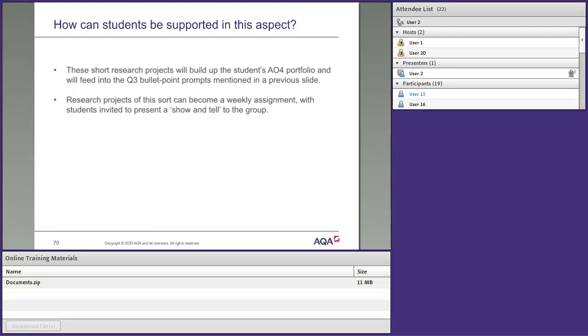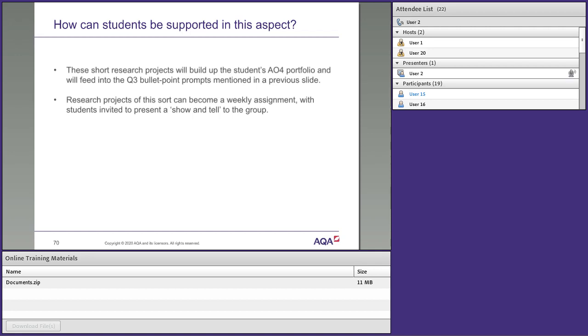is build those up, and my students have an exercise book with a few pages for each sub-theme. So every time they found something out, they made a note of it. They'll build up an AO4 portfolio that they can then, if you like, learn prior to the exam. It can be a weekly assignment. Students could perhaps do it as a little show and tell at the end of a lesson, for example, or like I say, they could perhaps do that at the beginning of the lesson while they're waiting for you to arrive.